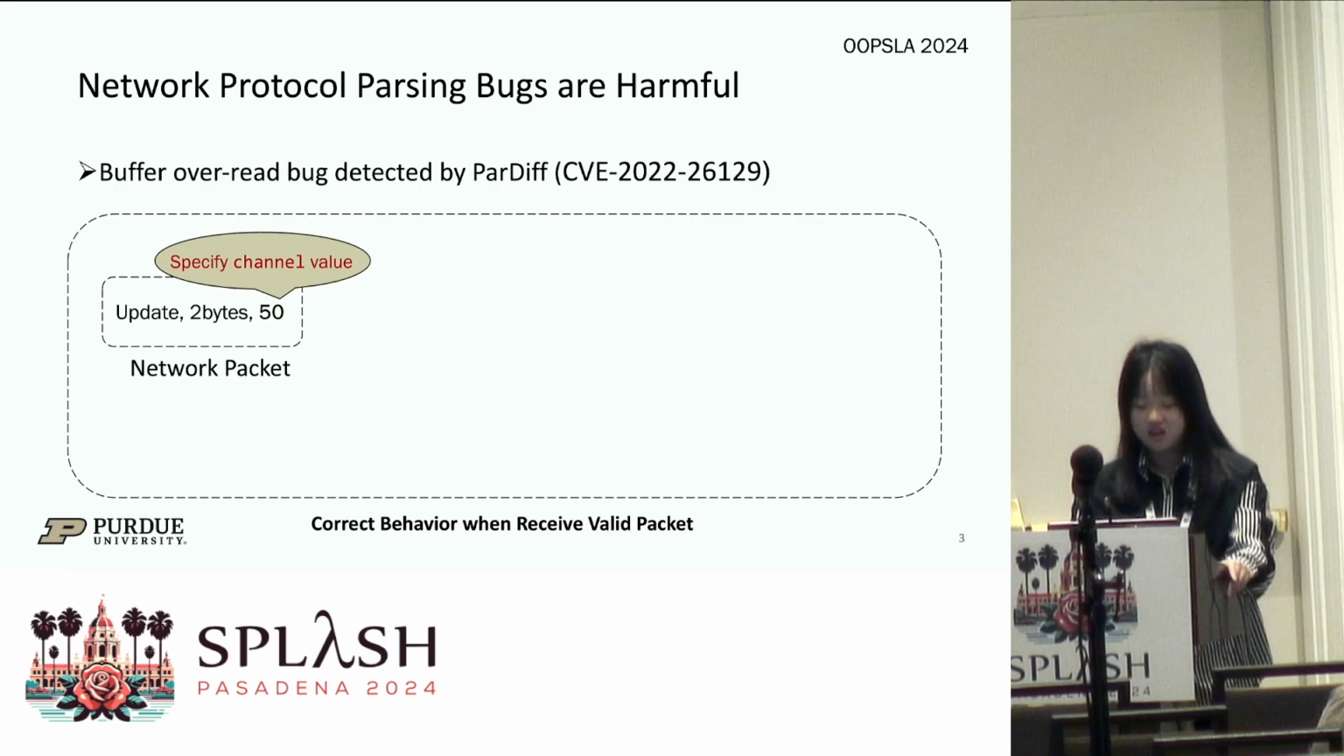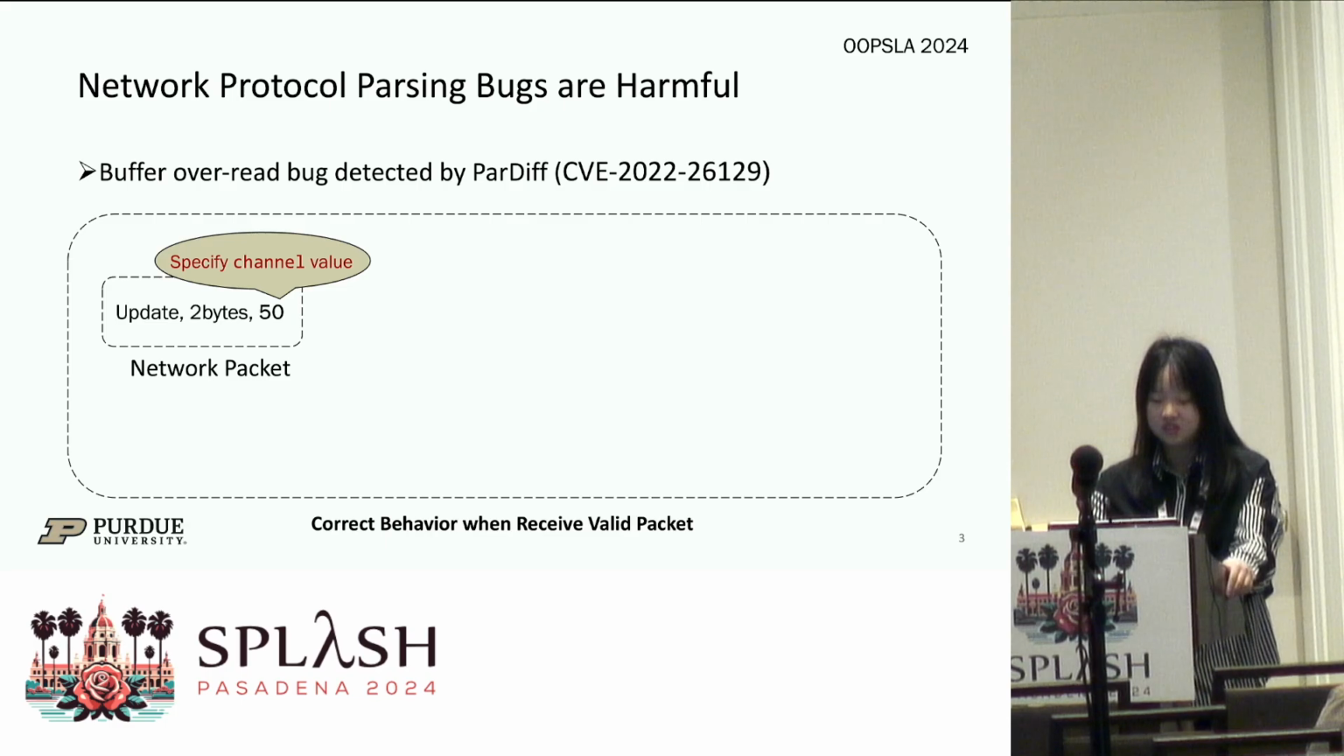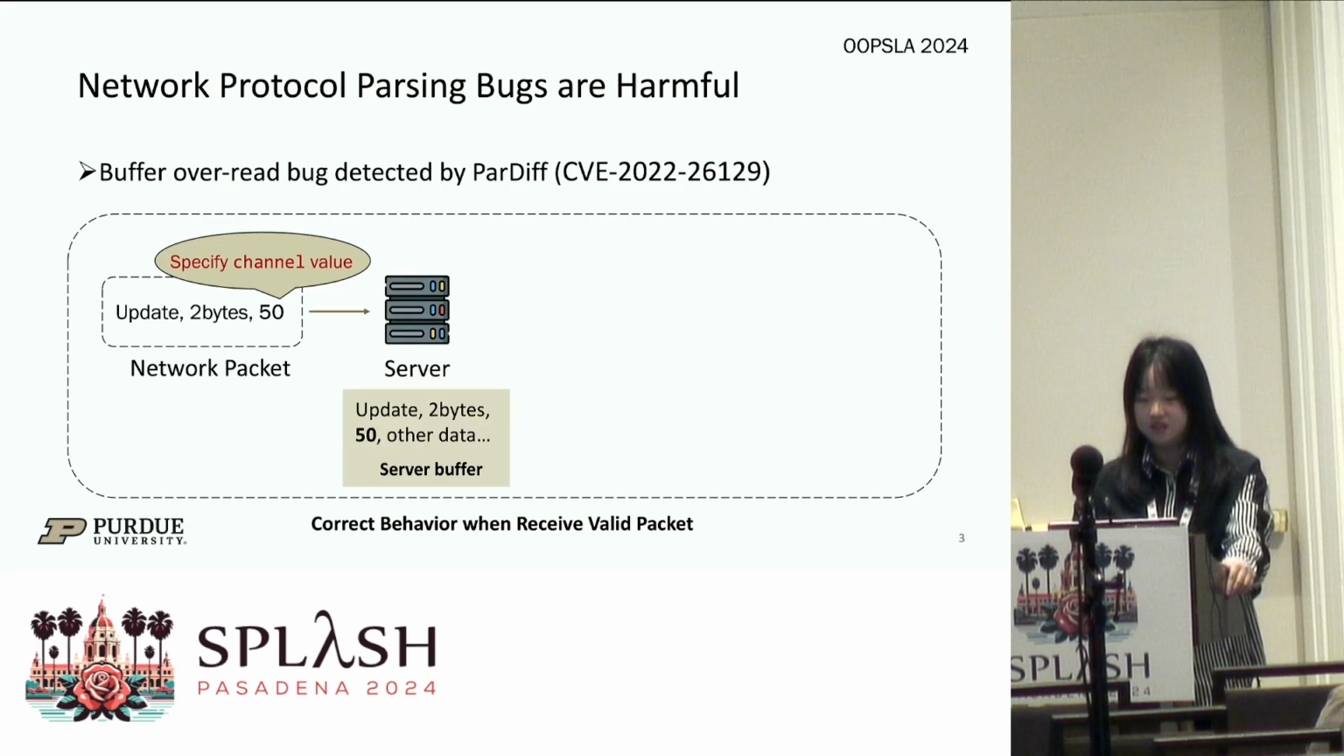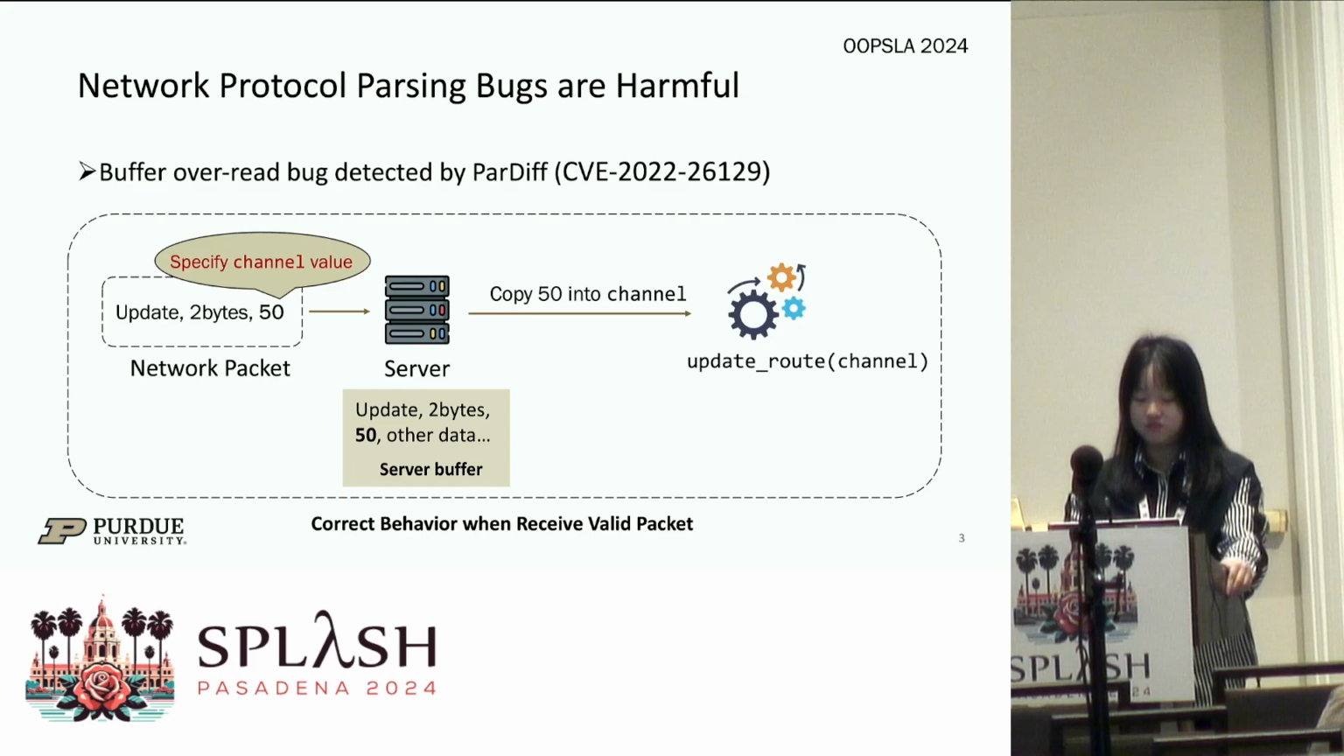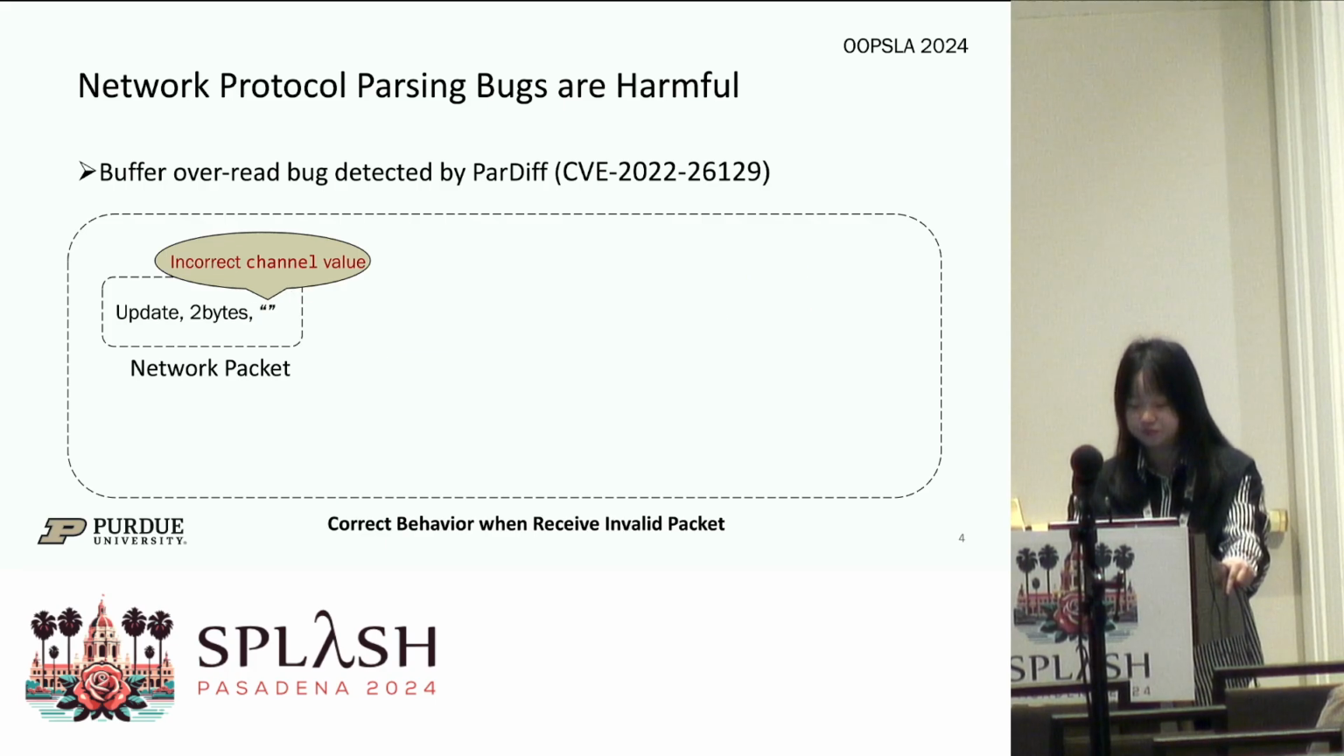On the left, there is a valid Babel packet with an update message, and it has a 2 byte payload with a value 50. The packet is then sent to a server, and the server will store this packet in its buffer, and then it will copy the value 50 into a specific field, channel. Finally, the server calls the update route function to update the routing table using this specific channel value.